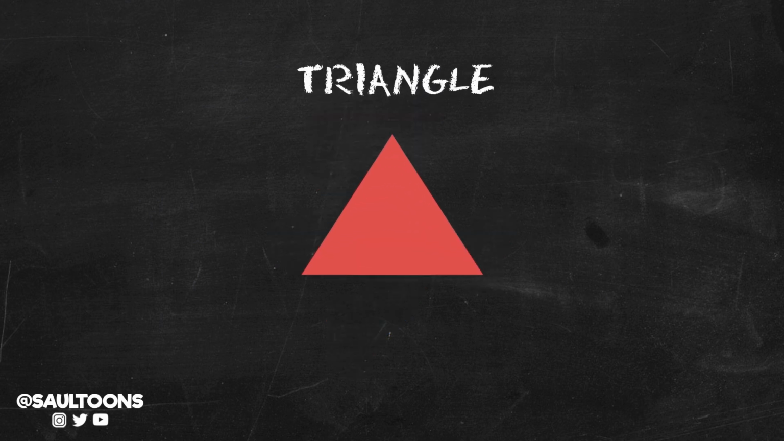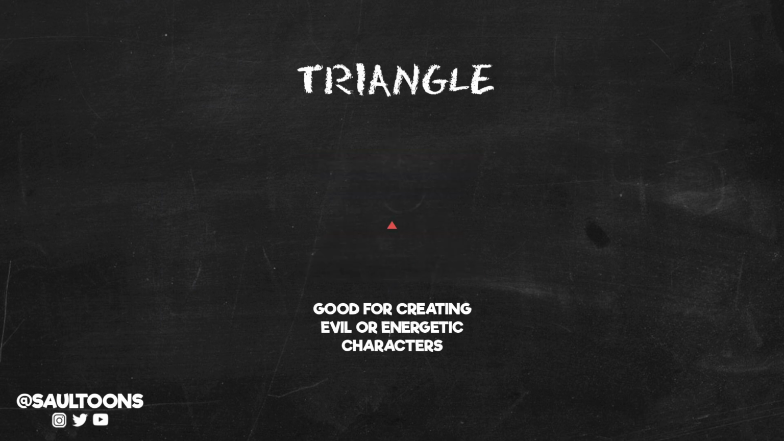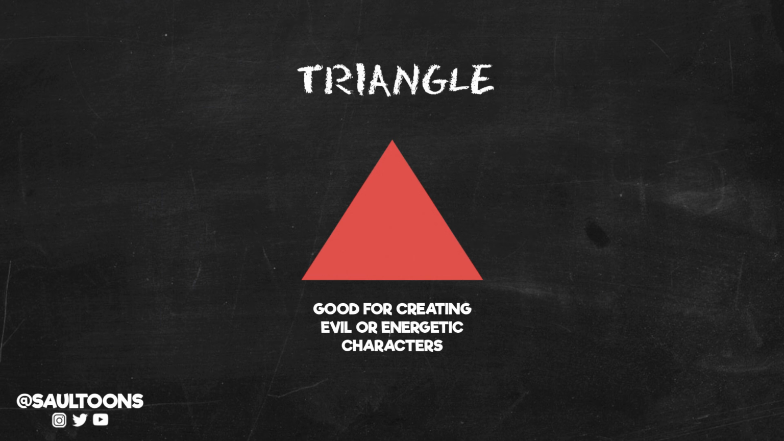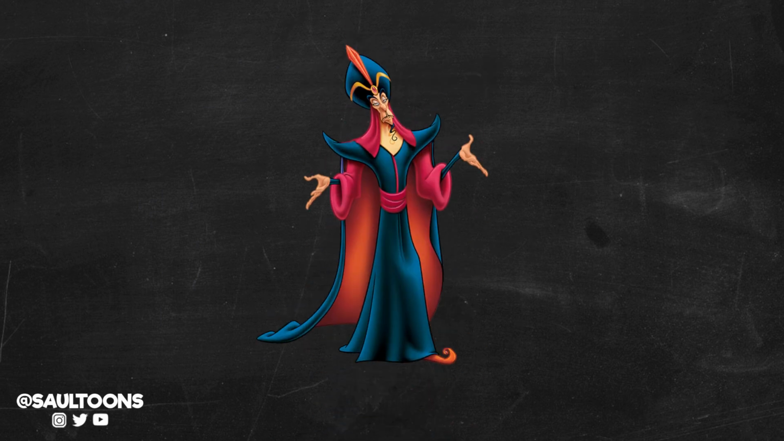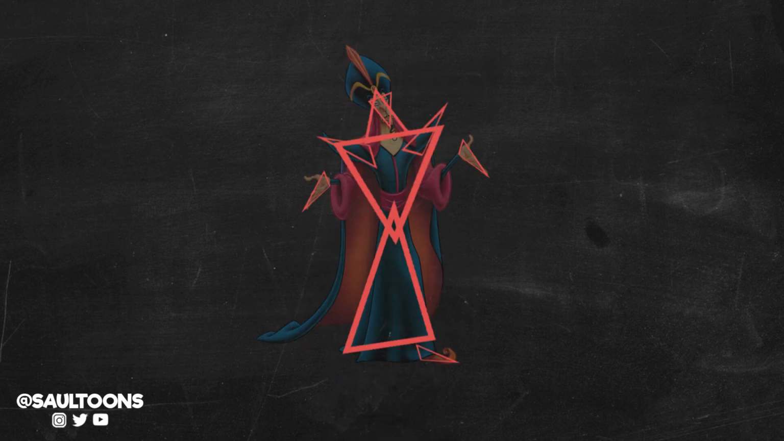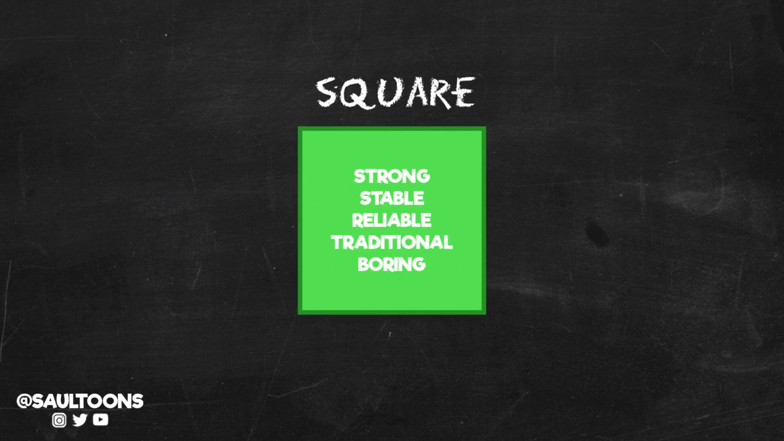A triangle can represent being determined, dynamic, or even aggressive if pointed downwards. It's easy to make evil or sinister characters out of triangles. Look at Jafar from Aladdin. He's made up of so many triangles, especially downwards pointing triangles, and this helps sell his character as the bad guy.